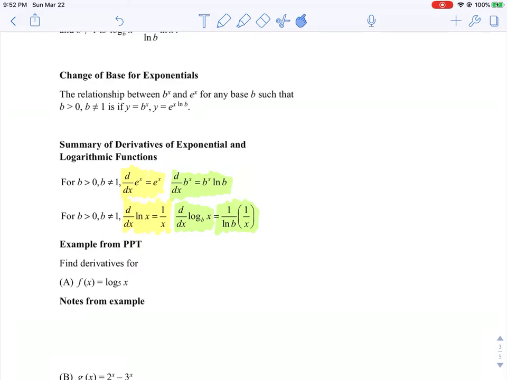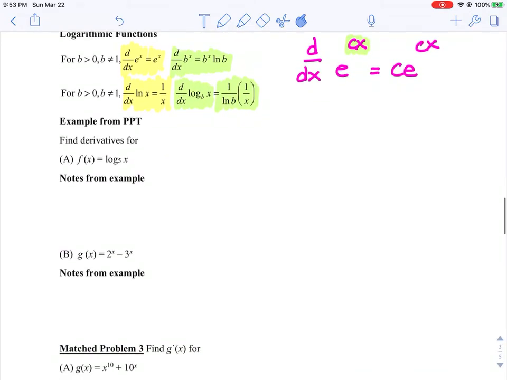I also want to let you in on something you will need going forward, that if we have e to some coefficient of x, and we're taking the derivative, that's going to be c e to the cx. You have to take the derivative of the exponent. So let's go ahead going forward.